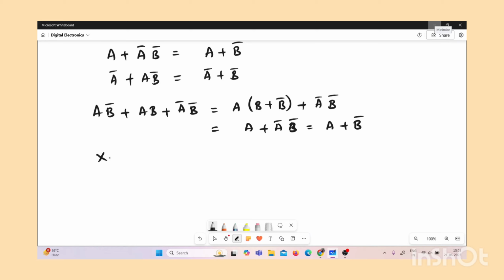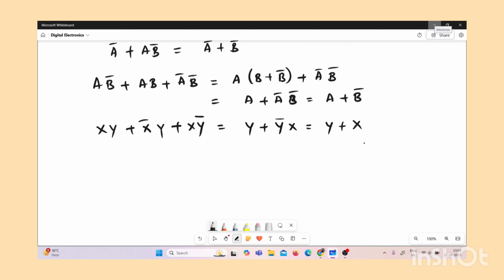And similarly, let us simplify one more expression: xy plus x bar y plus x y bar. So in these two terms, y is common. X plus x bar is equal to 1. So y plus y bar x we can write. And using the distribution theorem, we can expand this expression as y plus y bar into y plus x. So the answer is y plus x.